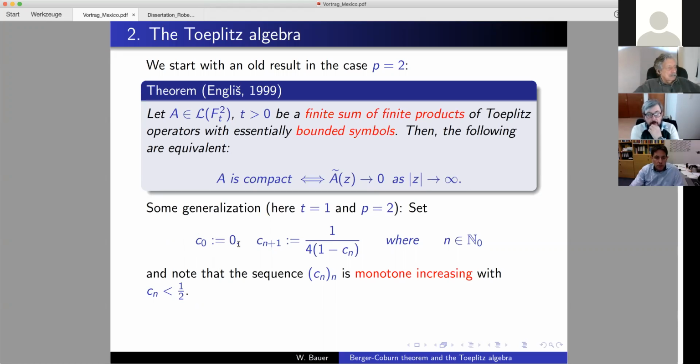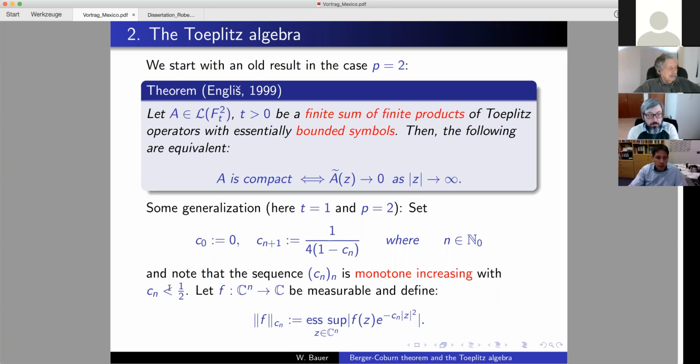So C0 is just 0, and then inductively I define C_{n+1} as 1/4 times (1 minus C_n). This is a monotone increasing sequence of numbers, and they are all smaller than 1/2. You can check that easily. Now I assign to each number C_n a norm, which is this essential supremum, where this C_n appears in this exponential above.